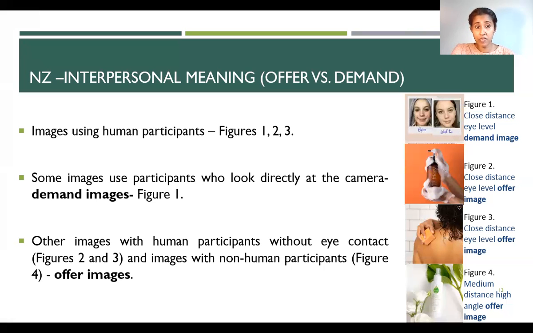contact with viewers. So in this study, 8 out of 38 New Zealand product descriptions contained human participants, either in the form of a face, part of a face, or body part, as seen in figures 1, 2, and 3. And 4 out of those 8 images have participants who look directly at the camera, as seen in figure 1. And they were classified as demand images.